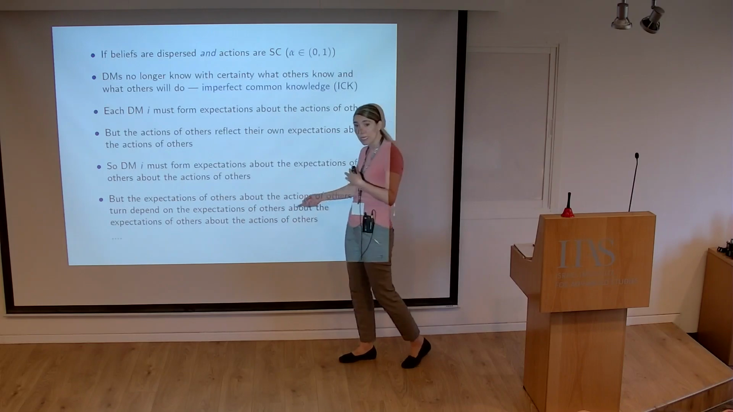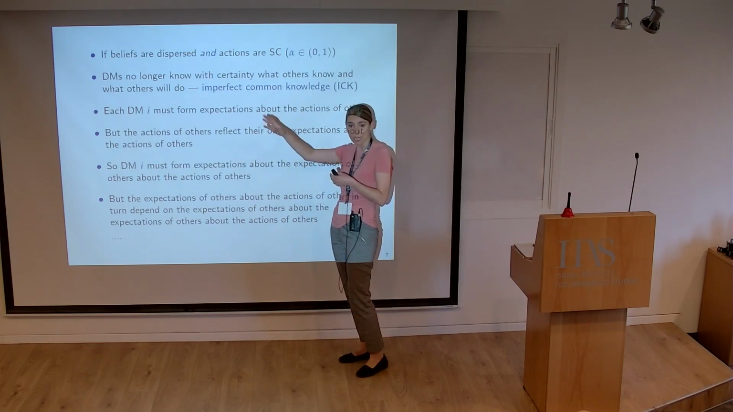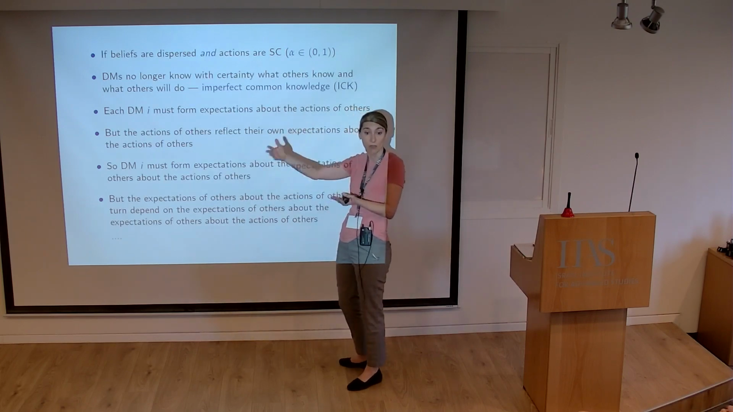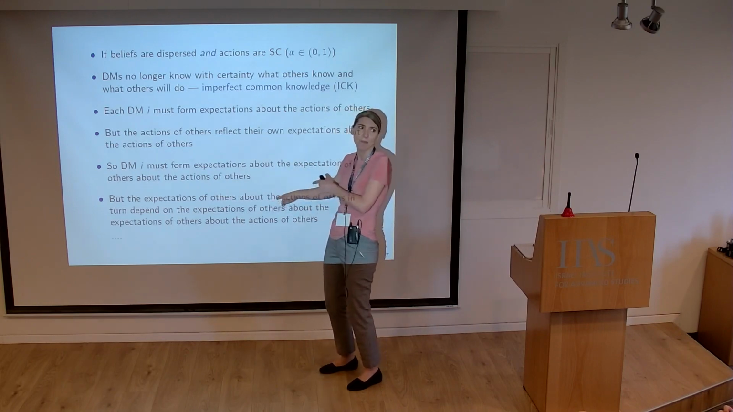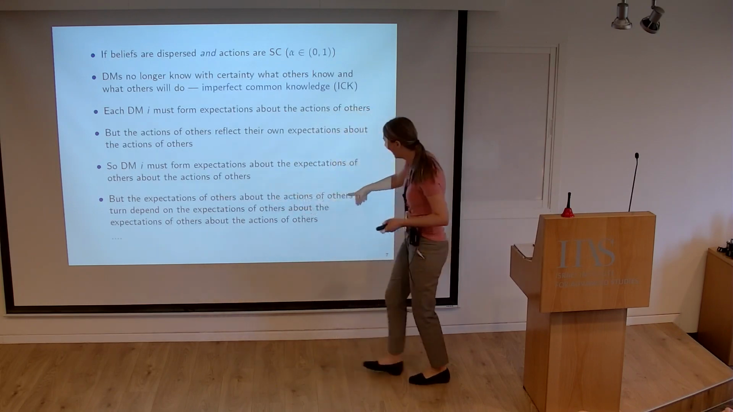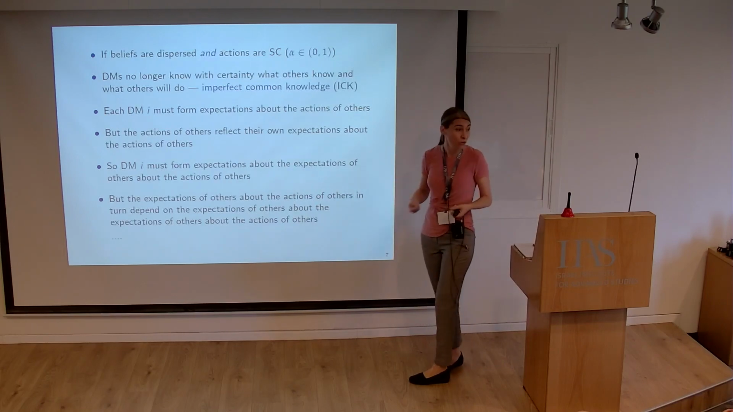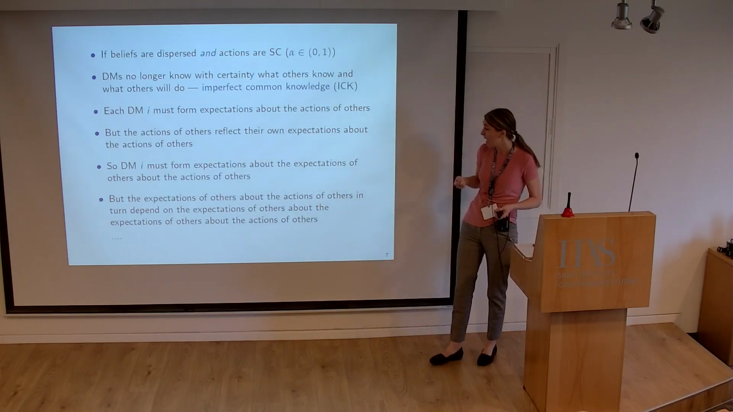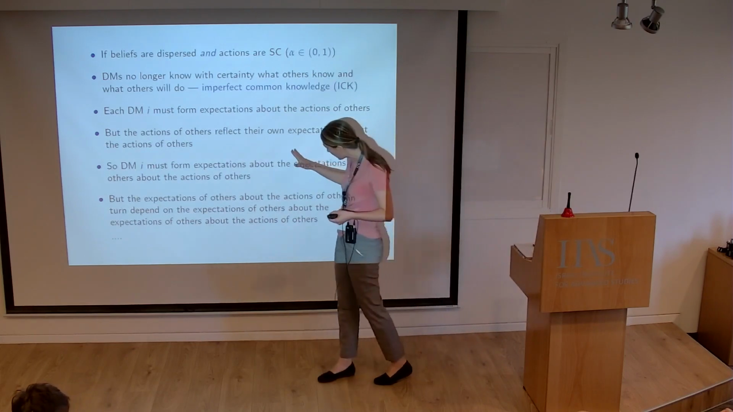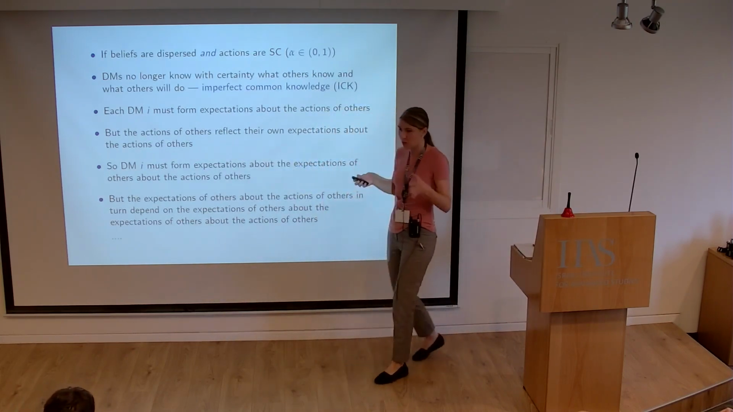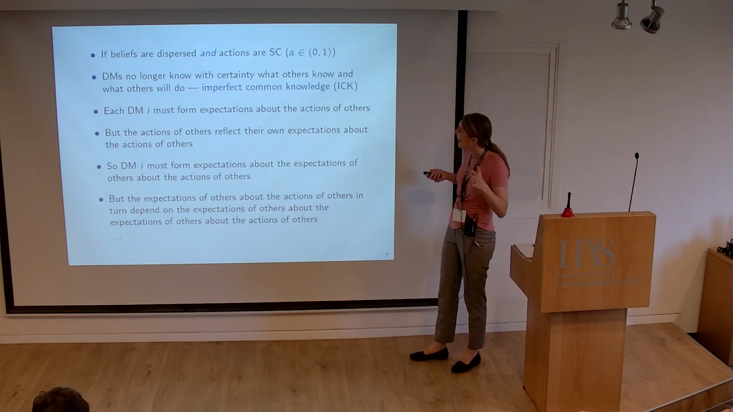But these expectations that other people have about the actions that people do, in turn depend on the expectations that they have about the expectations that other people have about what other people do. Right? I spent a lot of time on these sentences. And so you keep going, right? You keep forming these iterated expectations, but it's okay because rational expectations is here.